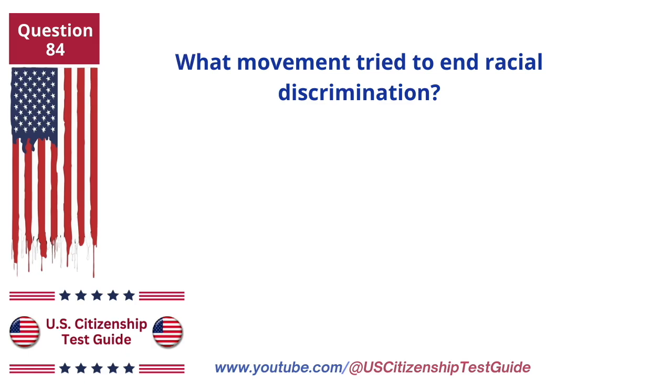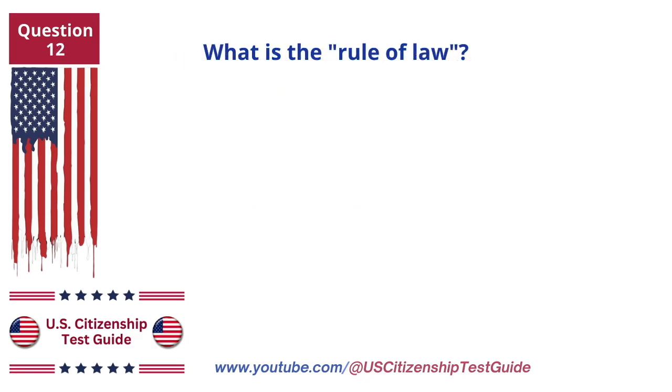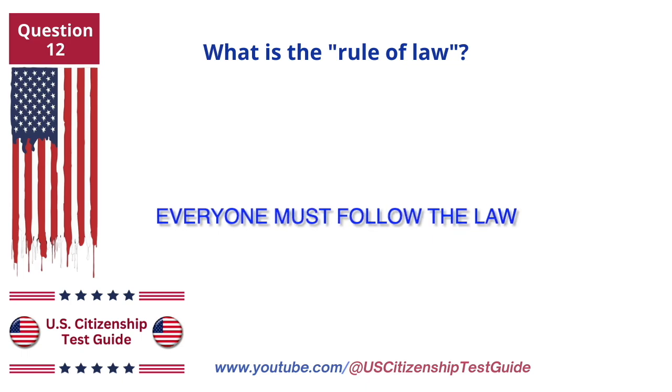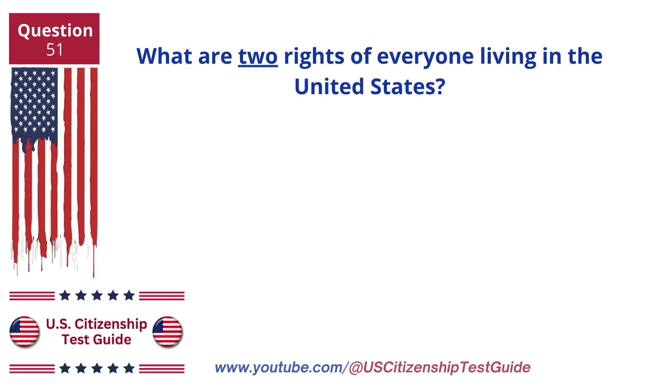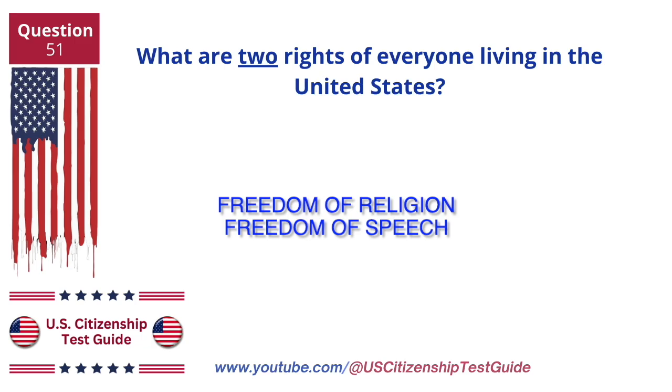What movement tried to end racial discrimination? Civil rights movement. What is the rule of law? Everyone must follow the law. What are two rights of everyone living in the United States? Freedom of religion, freedom of speech.